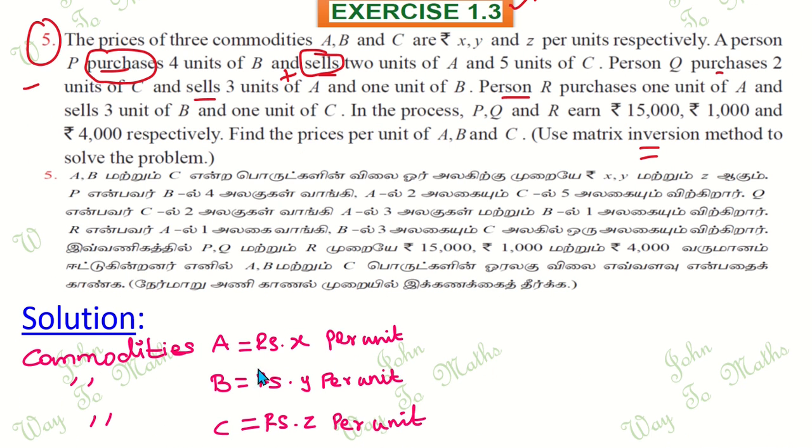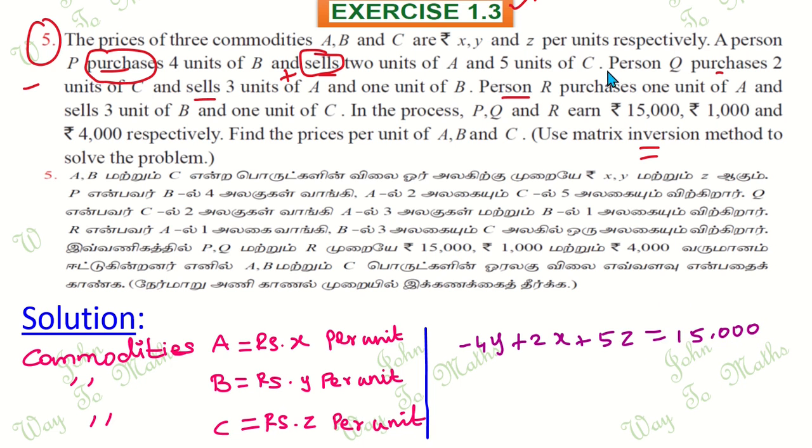For the commodities, A is equal to rupees X per unit, B becomes Y per unit, commodity C becomes Z per unit. So now I am going to apply the condition. Here I am going to take rough data. Purchases 4 units of B, B means Y. So purchase means minus, so minus 4Y. Then sales means positive, so plus, for A and C. So 2 units of A, plus 2 times X, plus 5 units of C, plus 5Z, is equal to the amount 15,000.